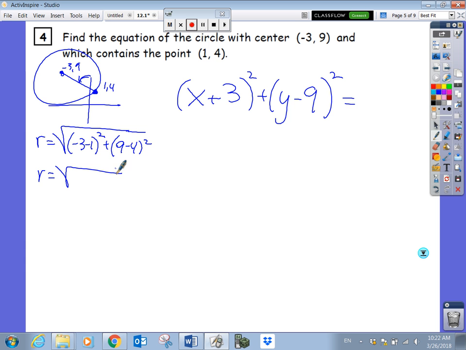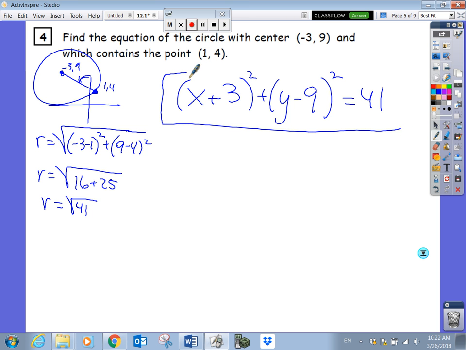So r equals negative 4 squared is positive 16. 5 squared is 25. R equals the square root of 41. The formula calls for r squared, so we square the square root of 41 and just get 41.